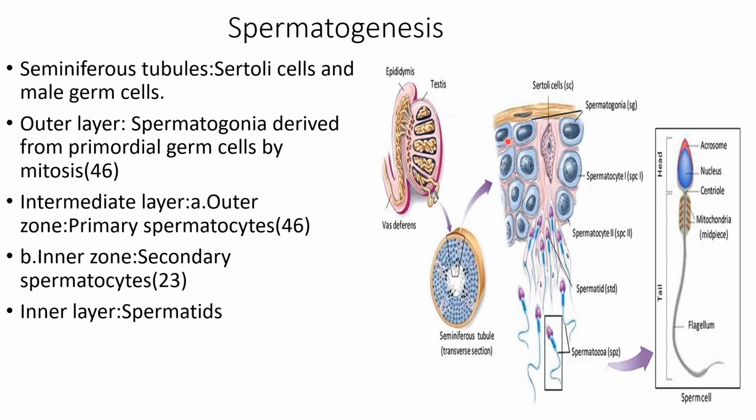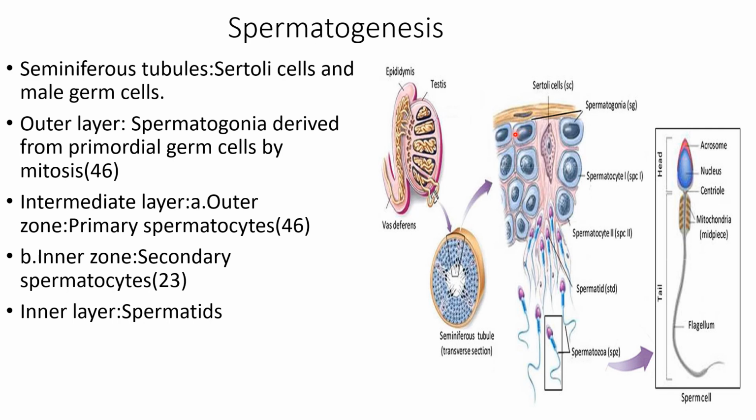Now coming to the second type of cell, it is the germ cells in various stages. Within the seminiferous tubule, the germ cells are arranged in various compartments, or in various layers. So this is the outer layer in which we get the spermatogonia. These spermatogonia are derived from primordial germ cells by mitosis.